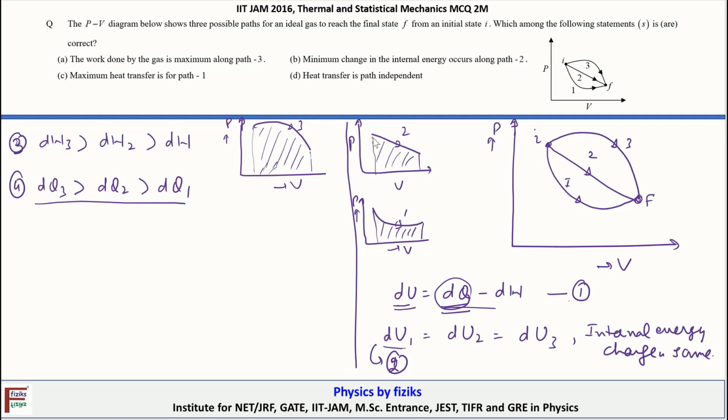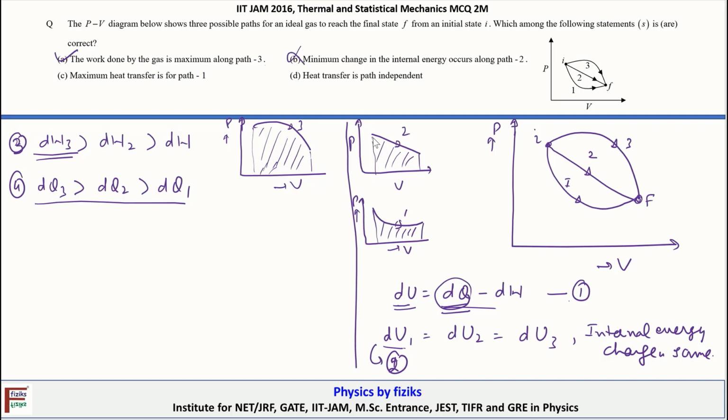Therefore, let's take a look at the options which are given to us. The first is the work done by the gas is maximum along path 3. Yes, that is true. That's what we just noticed here. Now, what about option B? Minimum change in internal energy occurs along path 2. This is wrong. The change in internal energy is same along all these three paths.